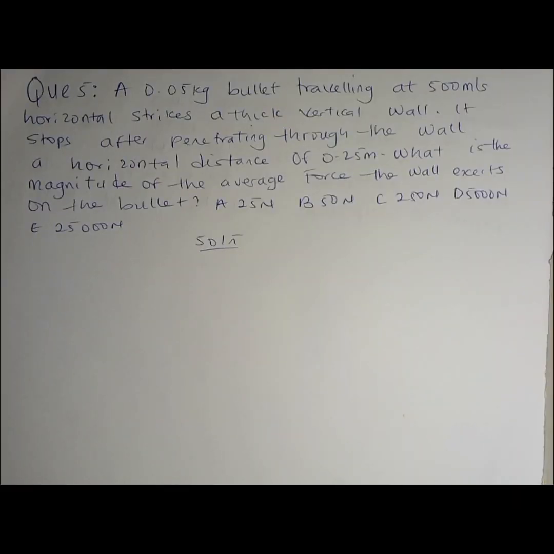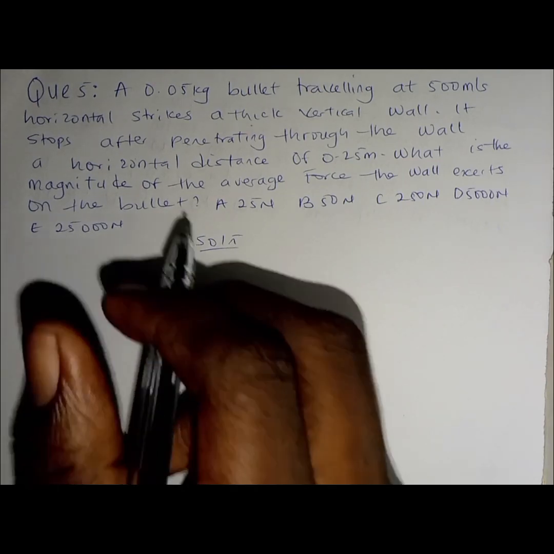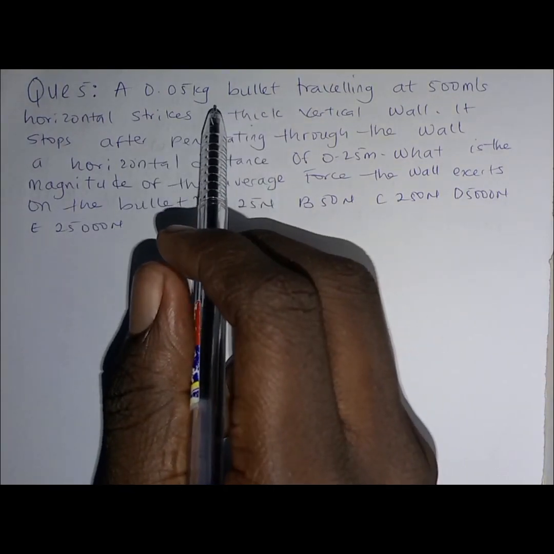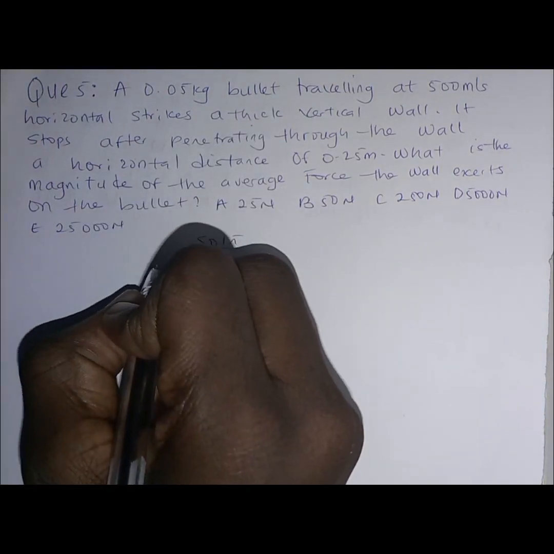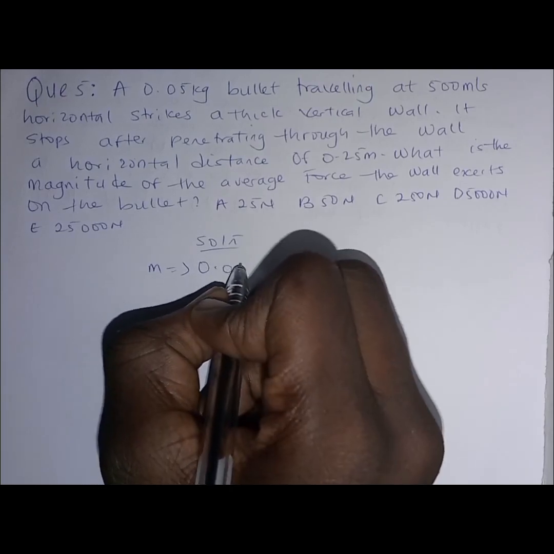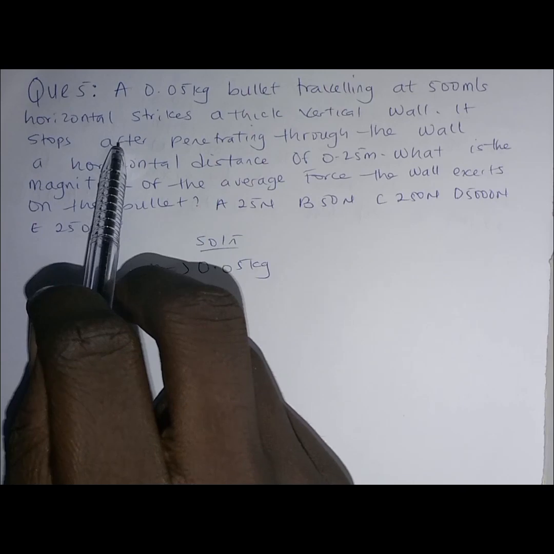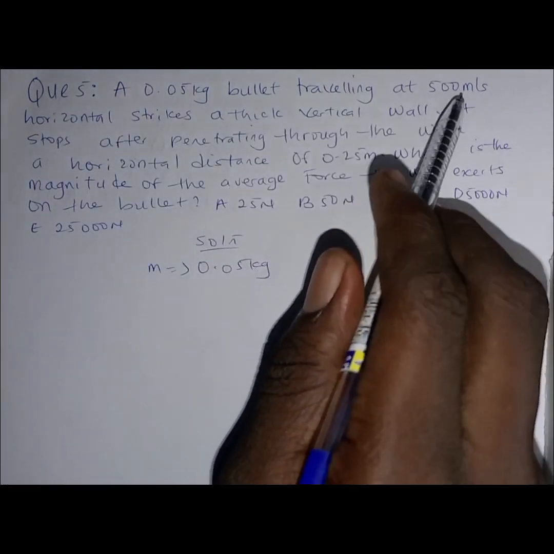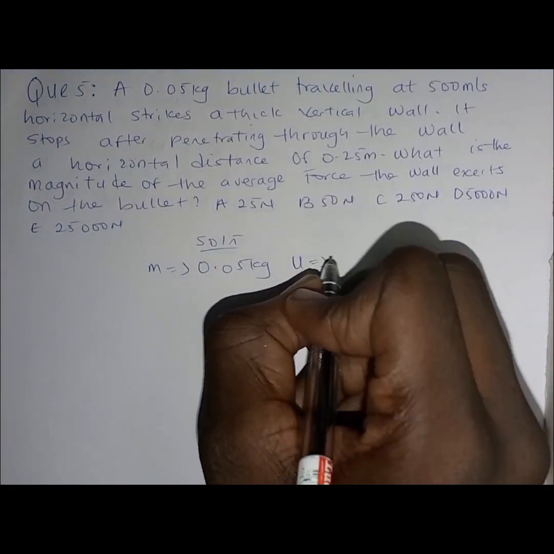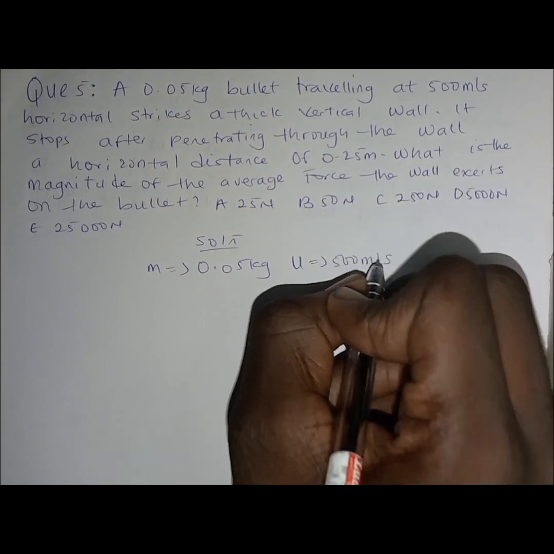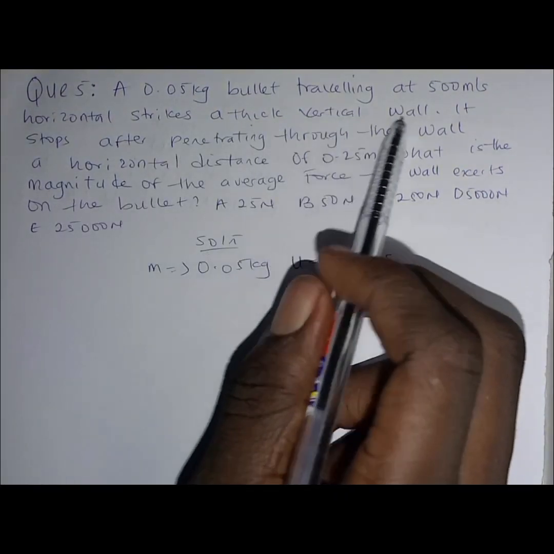Now, guys, moving down to case 5, a case study under Newtonian calculation and momentum. We have this question: a 0.05 kilogram bullet. So the mass of the bullet is 0.05 kilogram, at 500 meters per second horizontally, strikes a thick vertical wall. So the velocity u is 500 meters per second.